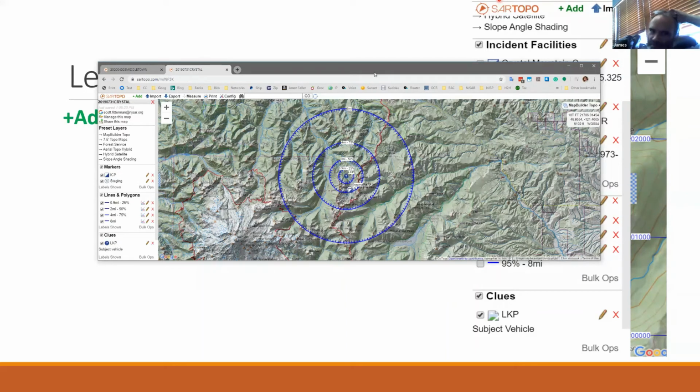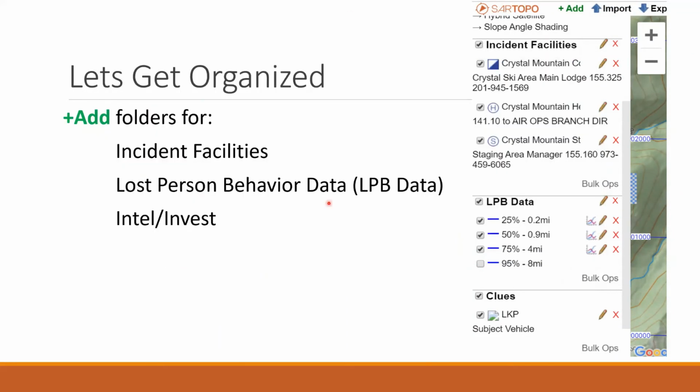So next, adding folders. Anyone have any more questions before moving on to folders? Okay, good. So the PowerPoint presentation would like you to add folders for incident facilities, your LPB data, and intel investigation stuff, like clues. You'll see over here on the right, they've got incident facilities. Normally we write ICS and put the ICS stuff under here.